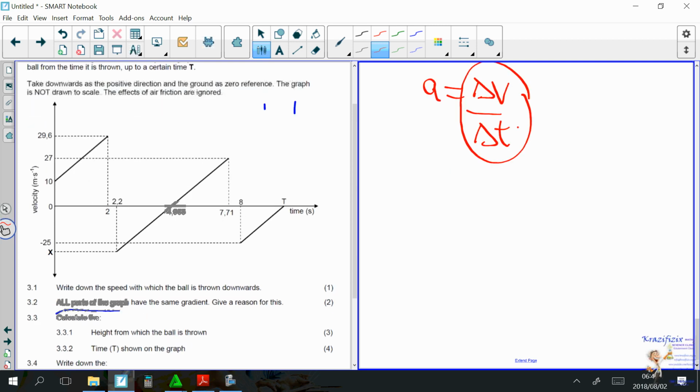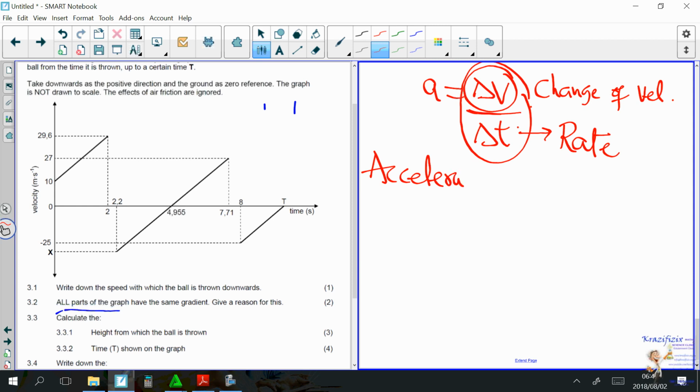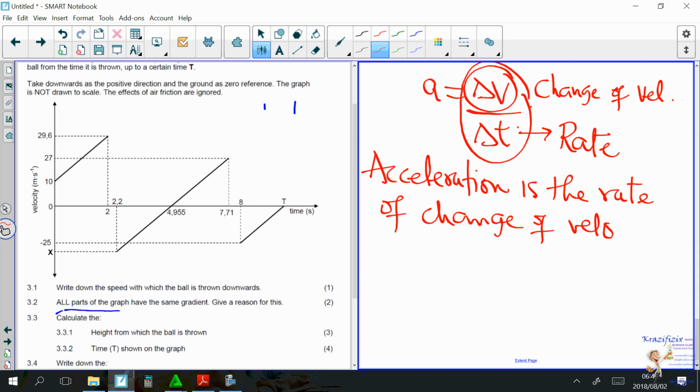So for this one, let me tell you something quickly on how to define. Every time you divide by time, you can call it rate. And what do we know here? This is change of velocity. So what is acceleration? If you forget your definitions, run to your formula page. Acceleration is the rate of change of velocity. That's your definition from a formula. You're done. All right, great.